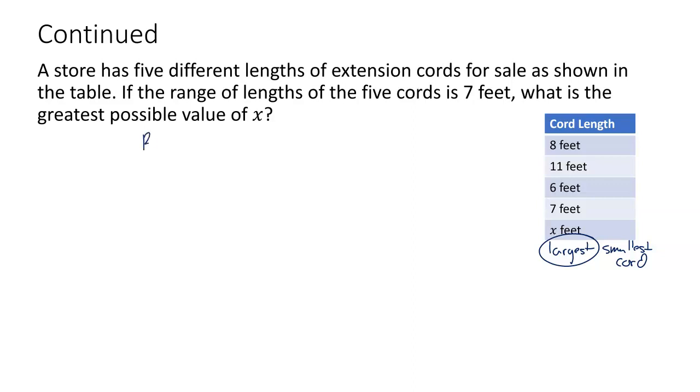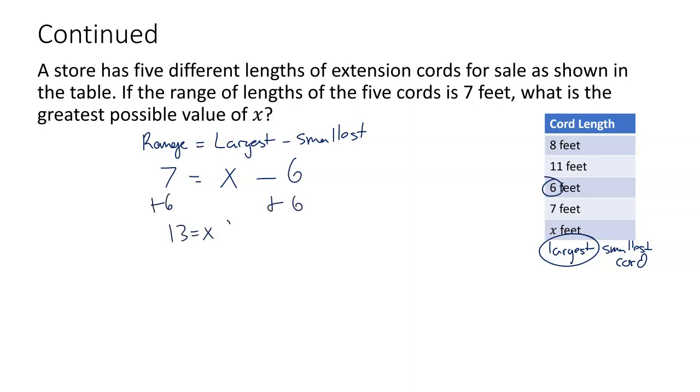Well, in order to find range, we take the largest value and we subtract the smallest value. Well, in this case, I know that the range is 7 feet, and my largest value, I want it to be x, so that way I have the biggest possible number. So then I have to look and see, well, what's the smallest value that I have left in the list? That's going to be 6 feet. And so then we just need to solve for x. Add 6 to both sides. 13 is the largest value for x.